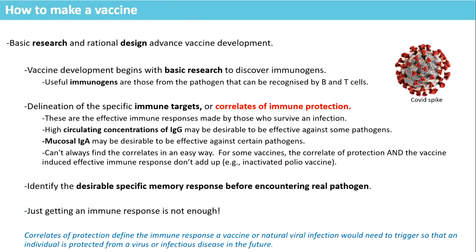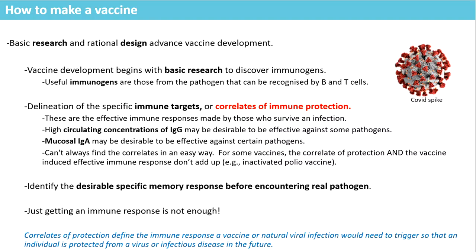So when it comes to making a vaccine, how are we going to do that? Well, it ties in not just the rational design, but also basic research, and we need to work with those hand in hand. So obviously, we'll start with basic research, and this will enable us to uncover and discover the immunogens, or the actual antigens that we need to use in order to be recognized by B and T cells, to mount a proper response against the pathogen.